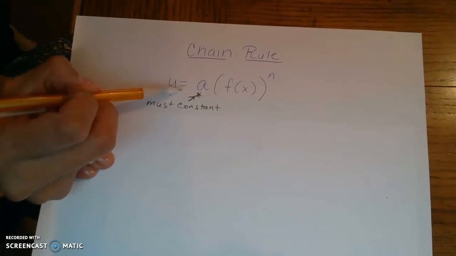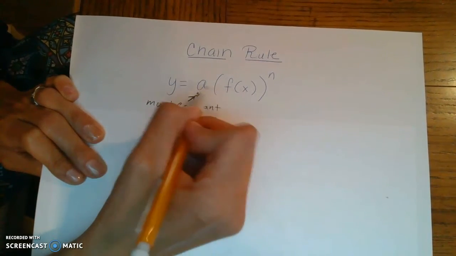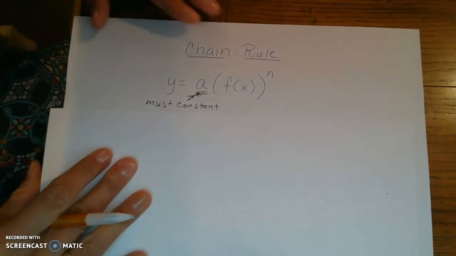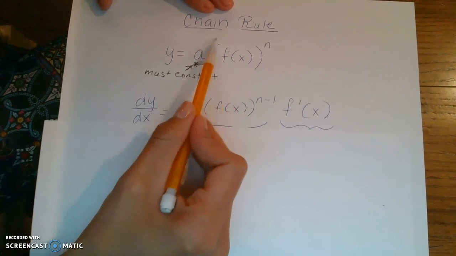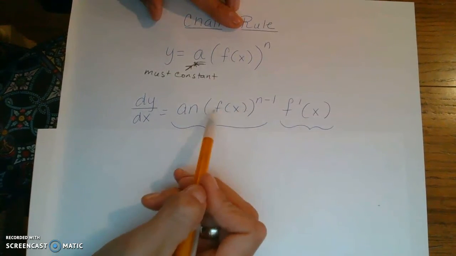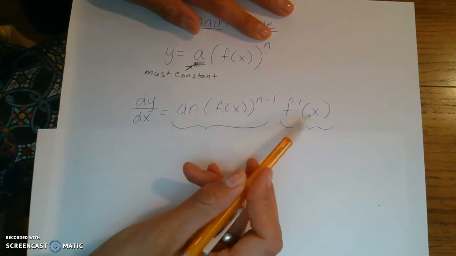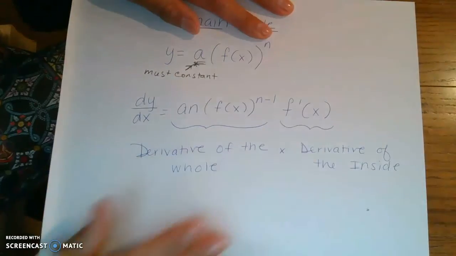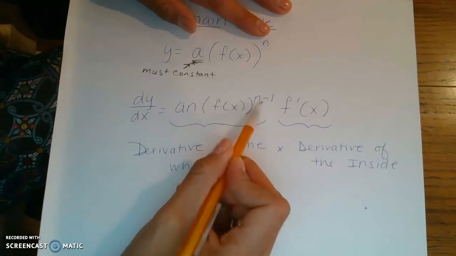If I have a function that can be looked at as a composite function, and this coefficient here is a constant, then I can do the chain rule. And the chain rule just says, we're taking the derivative, we're taking the power rule here, the n goes in front, I get an, and then I keep the inside. I don't touch the inside, and I drop that exponent by 1, and then I times it by the derivative of the inside. So in short, the chain rule is the derivative of the whole, meaning the outside, times the derivative of the inside.